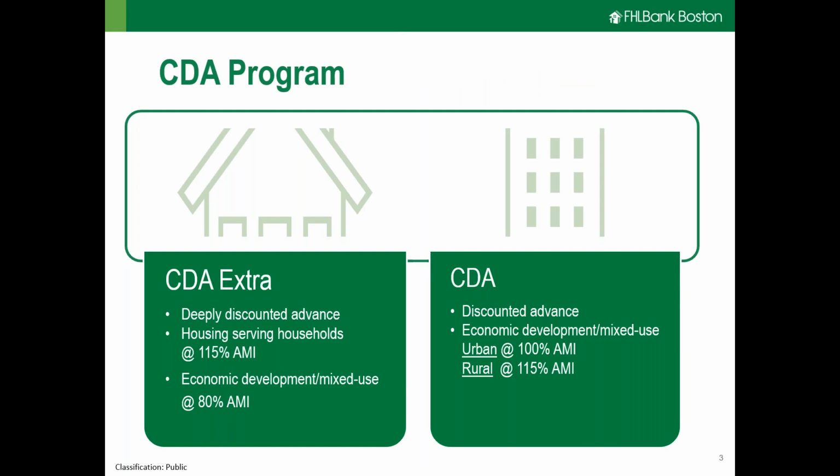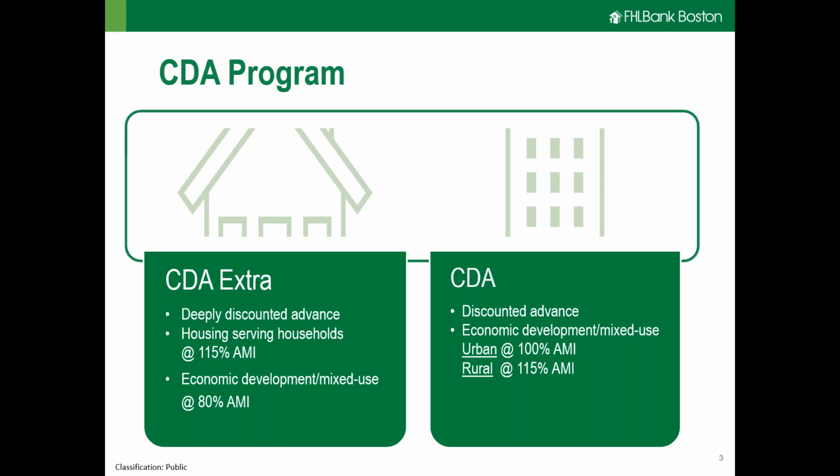In terms of the CDA program, all members have access to both programs. The CDA Extra program is designed to serve beneficiaries or households with incomes that exceed no more than 115% of the area median income. There is a small carve out under that program that's serving businesses that provide services to households with incomes at or below 80% of the area median income. But the primary focus of the CDA Extra program is to support residential activity.